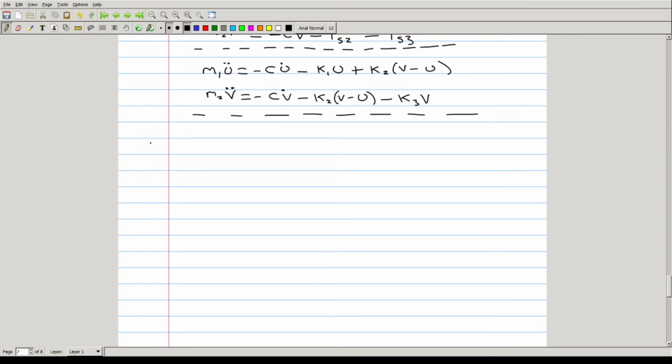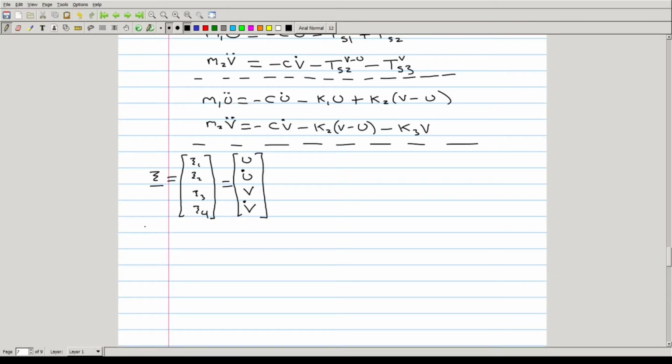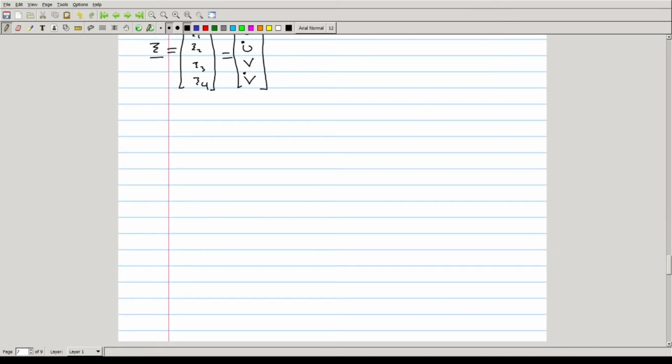Or we can now rewrite this by introducing a 4-dimensional vector, xi1, xi2, xi3, xi4, where xi1 is just going to be equal to u, xi2 is equal to u dot, or xi1 dot, xi3 is equal to v, and xi4 is equal to xi3 dot, which is v dot. So the system of 4 first-order differential equations that's equivalent to the system of 2 second-order differential equations will be the following system.